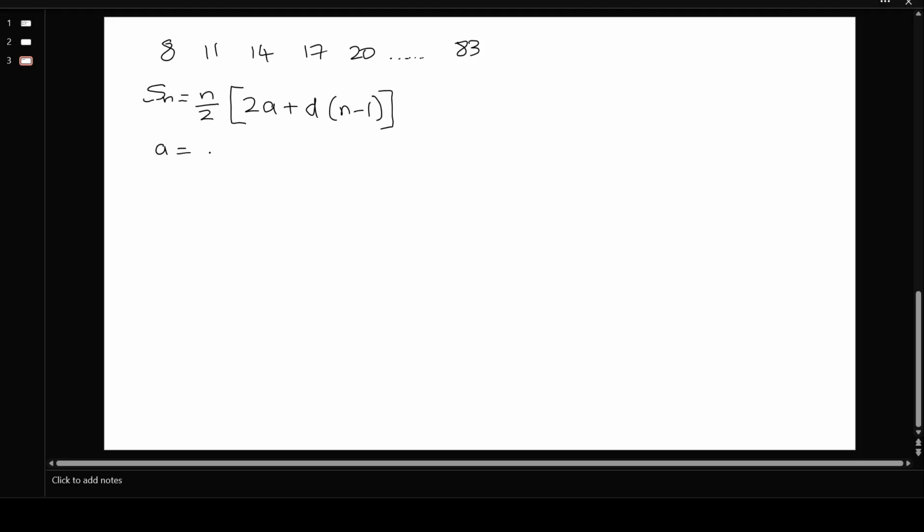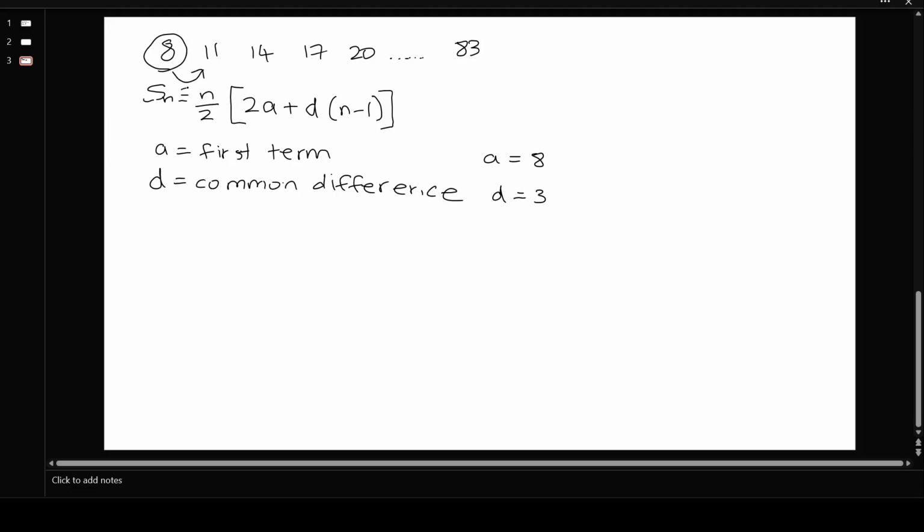A is the first term. D is the common difference. That's the number that you keep adding over and over again to get the next number. So in this question, the A is obviously 8 because that's the first term right here. The common difference D is 3 because that's the number you have to add over and over again to get the next term.